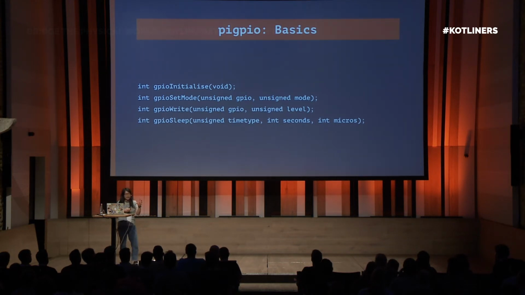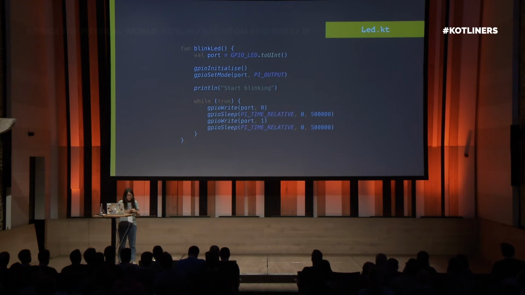In order to make the LED blink, we have to use the basics of the GPIO library. We have to initialize it. We have to set the mode, which can be input or output. For the LED, it's output, because it's blinking as an output signal. And we have to write values. One means the LED is on, and zero means the LED is off. And in order to make it blink, we have to tell the pin to sleep from time to time.